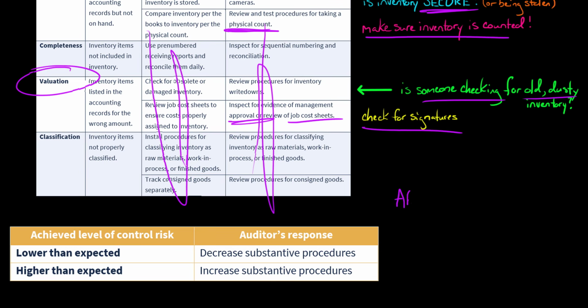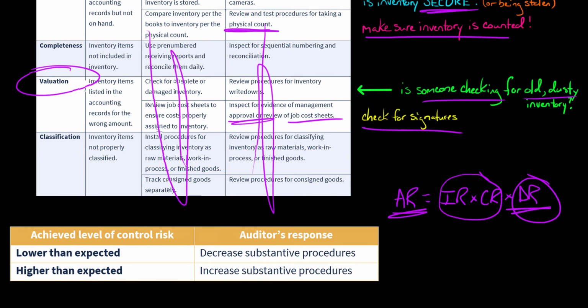Remember we said audit risk is equal to risk of material misstatement, which is inherent risk times control risk. This is the risk of material misstatement from the beginning of this video. Then we had detection risk, which is controlled by the auditor based on how much substantive testing they do. Now we know control risk, and we already did inherent risk, which I talked about in another video. So once the auditor knows this, they can decide what to set detection risk at to make sure audit risk is at an acceptable level.